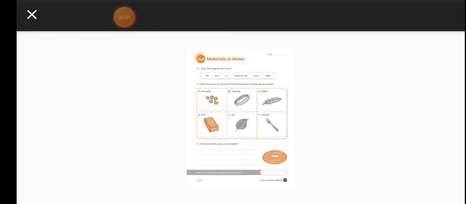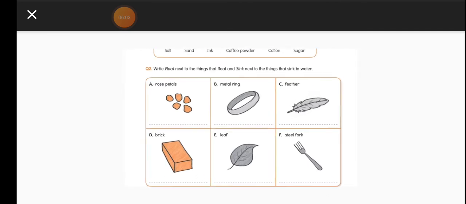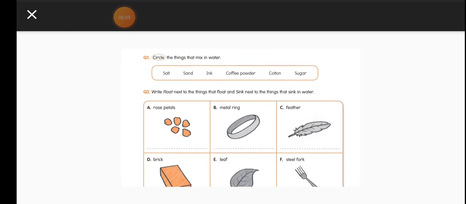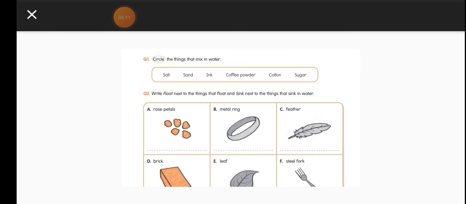Now we will see the workbook. Materials in the water. A help box is given. Circle the things that mix in the water. So, which things can mix up in the water? Salt can mix? Yes. Sand? Does not. Ink? Yes. Coffee powder? Yes. Cotton cannot, and sugar can also mix in the water. And now write float next to the things that float and sink next to the things that sink in water.